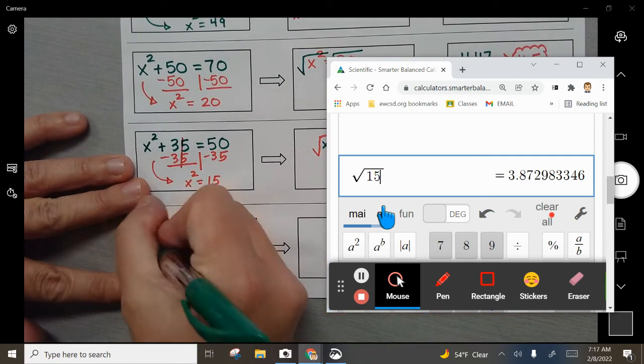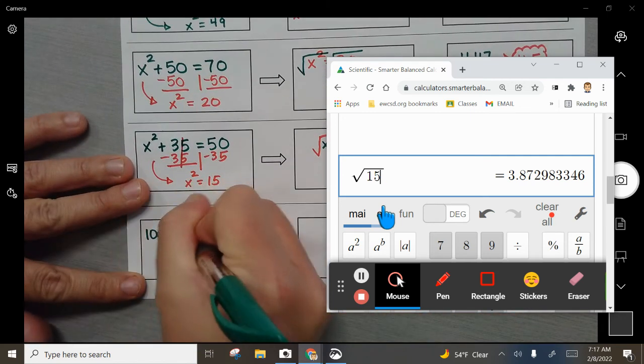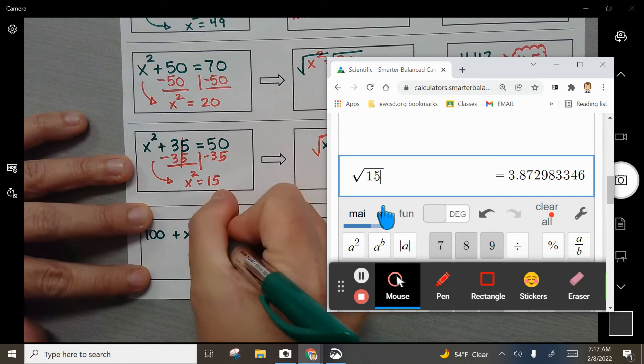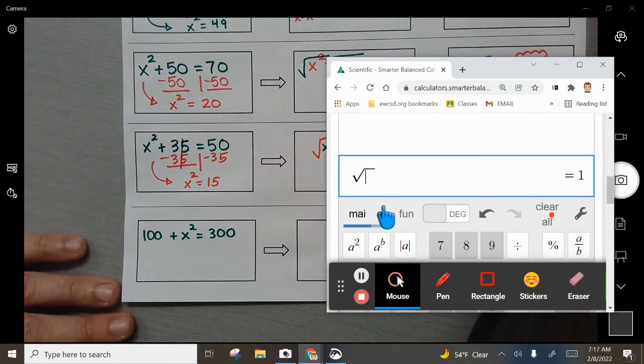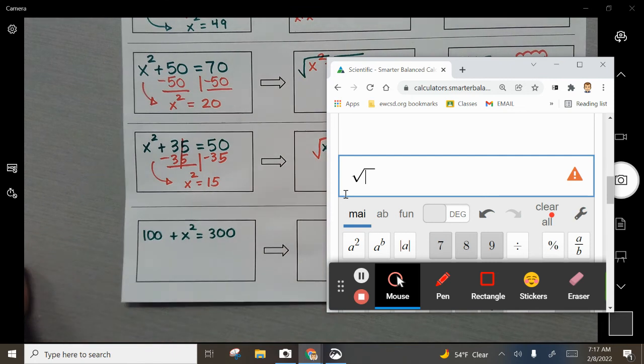What if I said it's 100 plus x squared equals 300? Giving you some nice numbers again. Go ahead and try this one out. I'm going to leave my square root open because I know what's up. I know I'm going to have to do this again. You guys are using calculators today. Understand how to use them properly, okay?